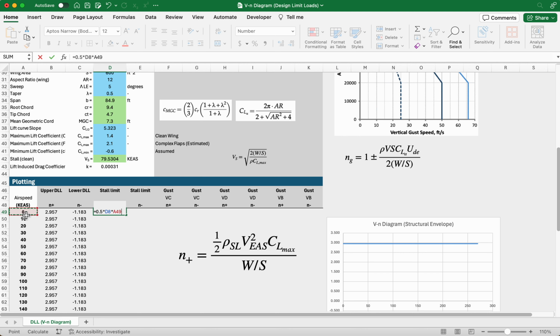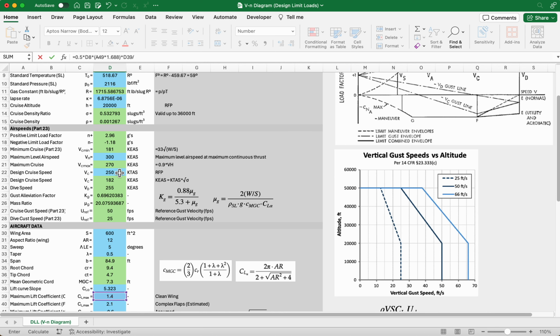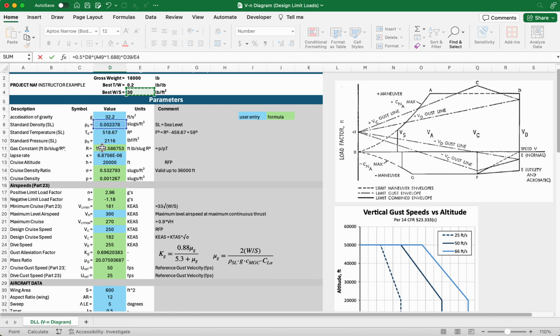Now for this to be accurate, we need this in feet per second for the units to work out. So we're plotting versus knots airspeed, so I'm going to have to multiply this by 1.688. That brings it to feet per second to make the units work out. Times our max lift coefficient. So let's do our clean wing first. If you have a clean wing, our max lift coefficient is approximately 1.4, and then we're going to divide by our wing loading. Our wing loading up above is 30.